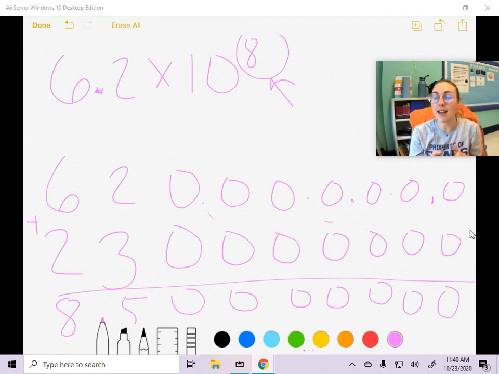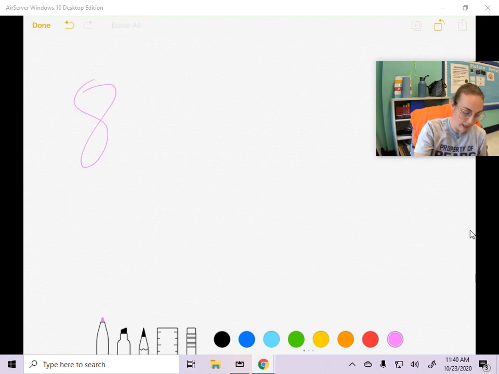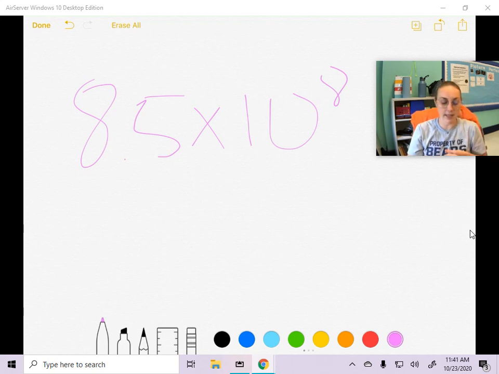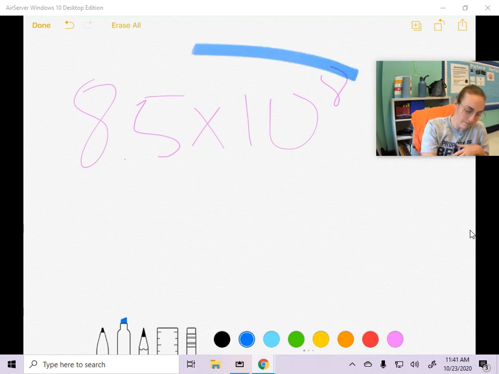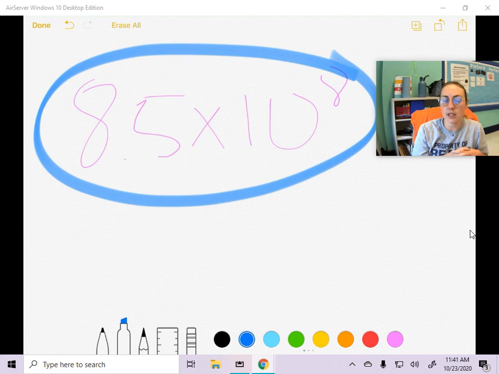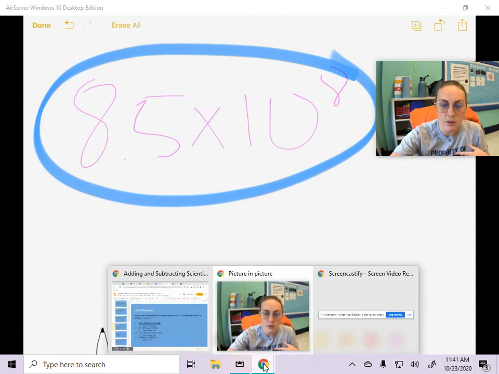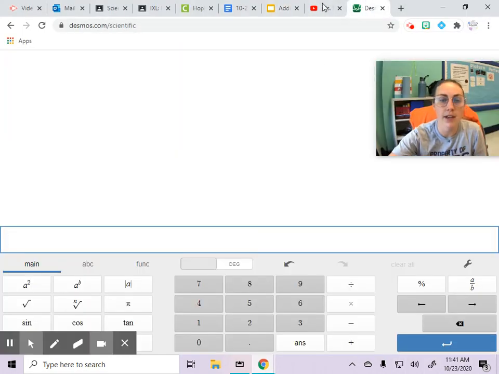And then once you have the answer, then you have to convert it back into scientific notation. So the answer again would be 8.5 times 10 to the 8th power. So that would be the answer on that one. And then you can also do this in your calculator. So let me go here real quick. Let me click on this calculator.